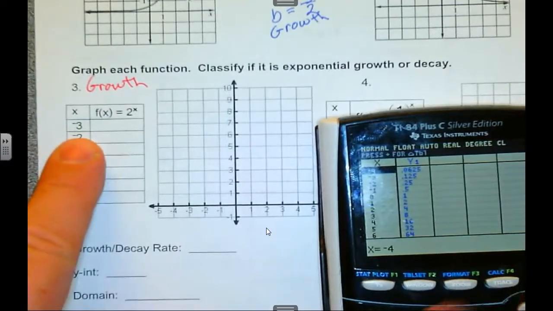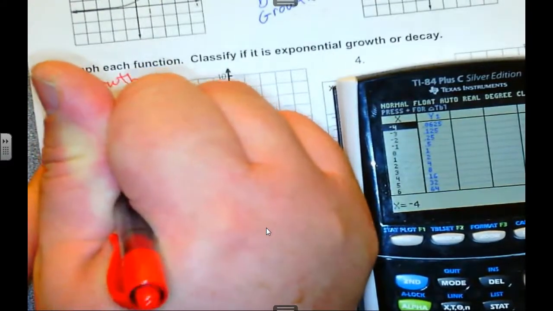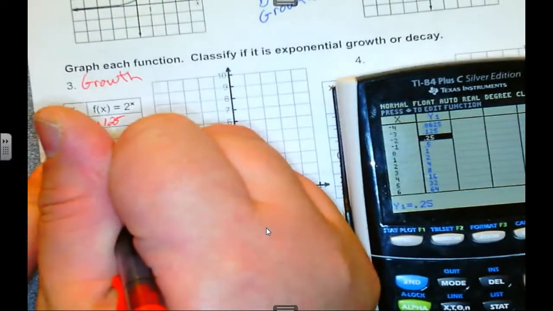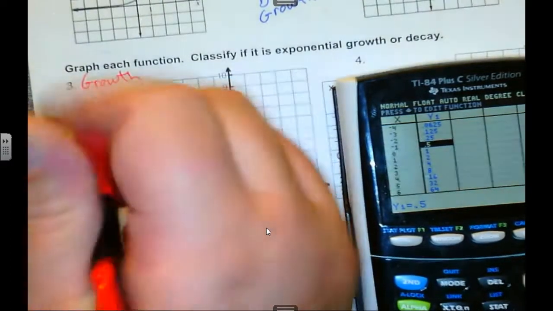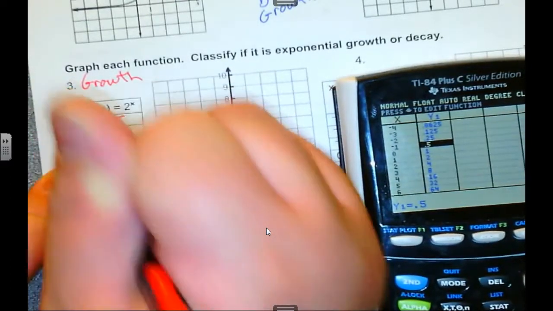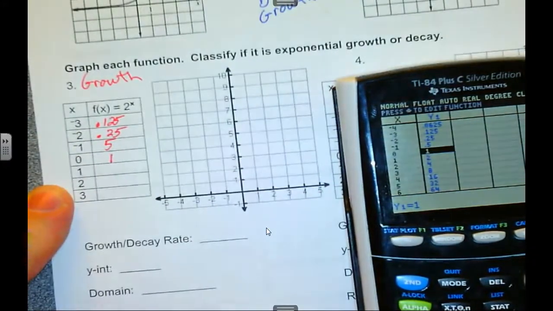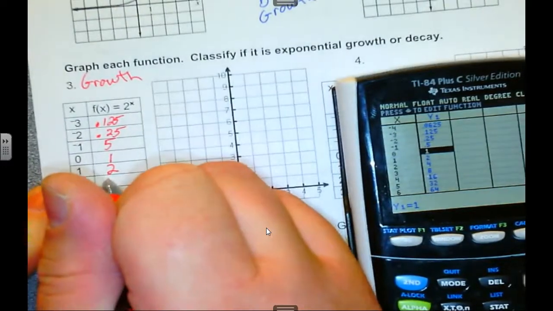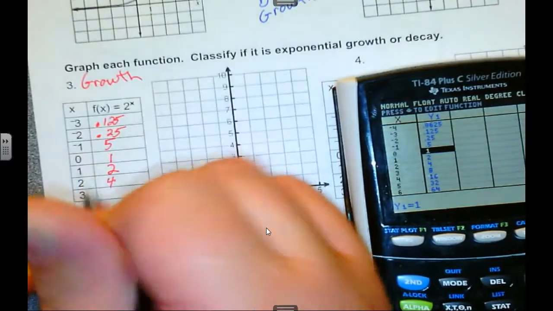Let's see, -3, I have 0.125. -2, I have 0.25. -1, 0.5. 0, 1. 1, 2. 2, 4. 3, I think that's an 8.